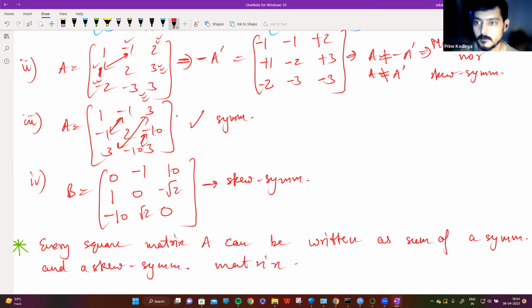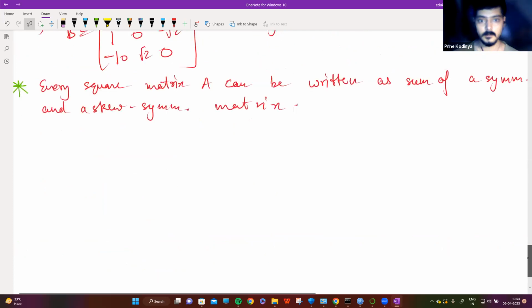Now, what we want to say by this is that let's say we have this square matrix A. Okay. Let's consider A.